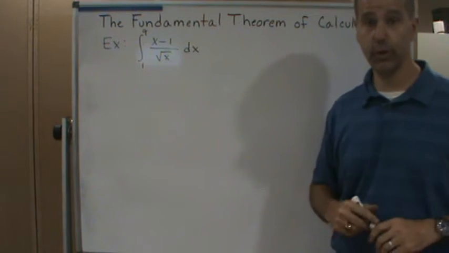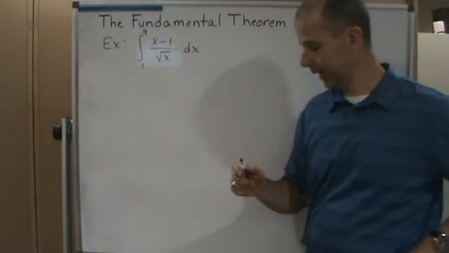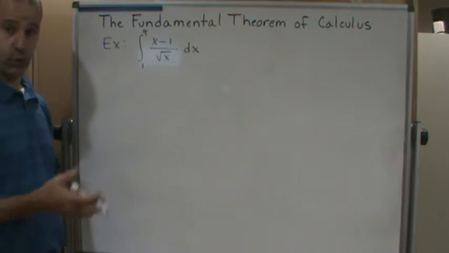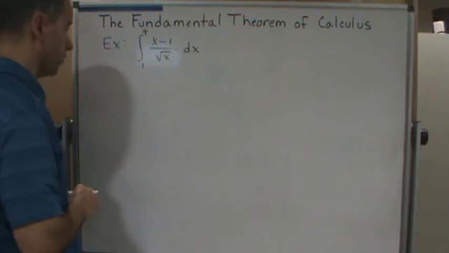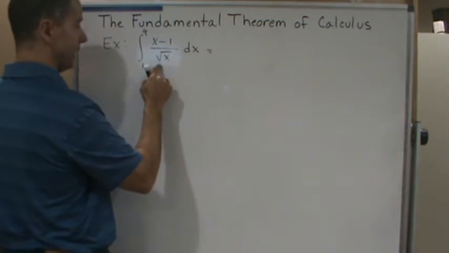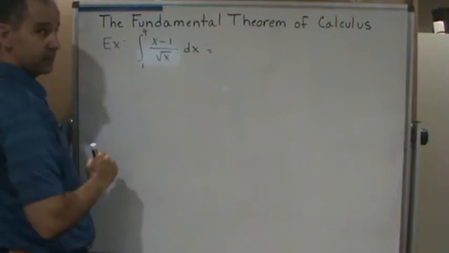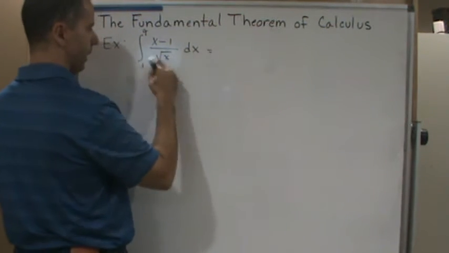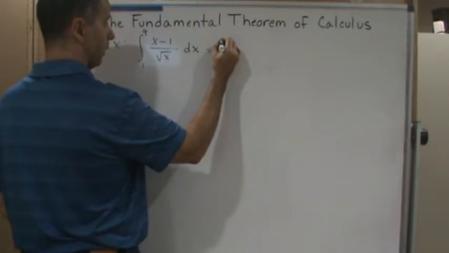Okay, so let's do another definite integral. Again, we're going to use the fundamental theorem of calculus part 2. So now what I'm going to do is write this. I need to find the antiderivative of this here. In order to do that, I'm going to split it up first, then deal with this.